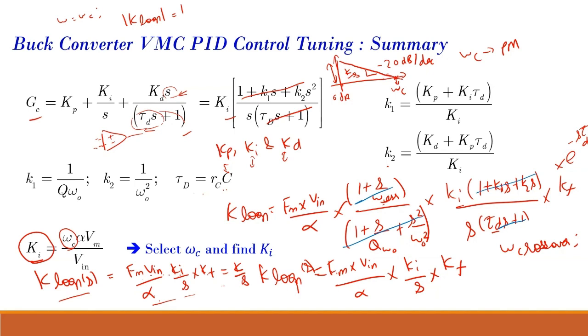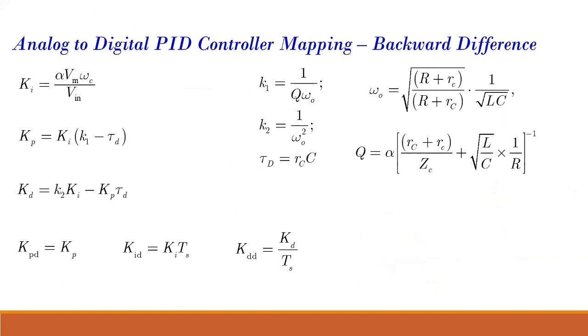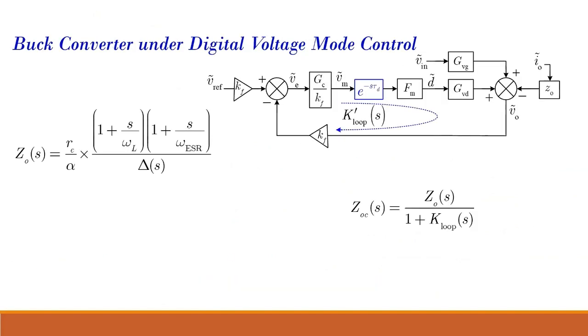So I'll proceed. This is a simple pole-zero cancellation, and this is how we get this K1, K2 gain. And how do we convert it to the digital domain? We convert it into the digital domain.